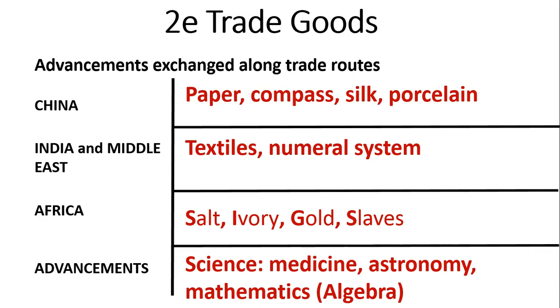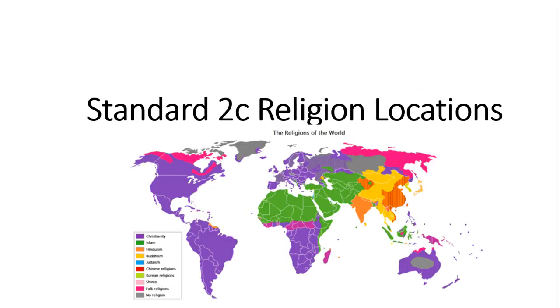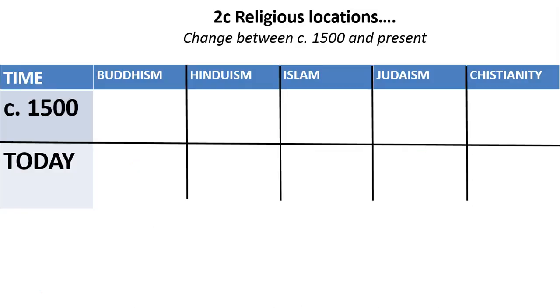It's a very easy standard. There is a practice on the computer that you're going to do. But first, we're going to finish up with another standard, and that one is standard 2C, which is religious locations. As soon as we finish both these standards, you will go and do practice on both 2D and 2C. Okay, religious locations. A lot of these things we've already talked about. However, we're going to get them in writing now.